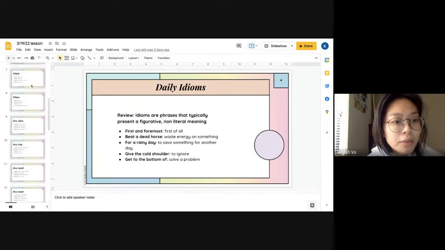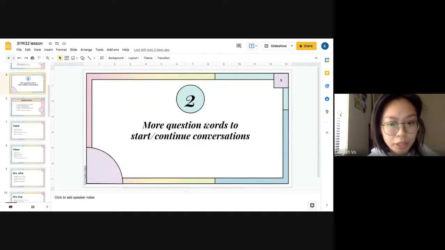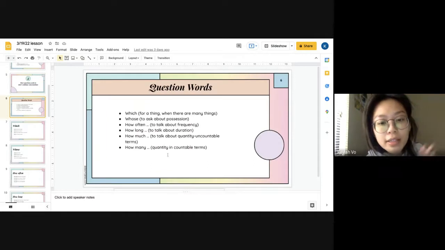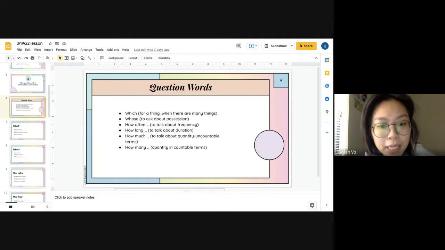So after the idioms, we moved on to the question words. I always lay them out to explain how you would use them, because I think that's a lot more helpful than just saying these are the question words. For example, how much and how many are pretty similar, and I could see why someone might think they mean the exact same thing.